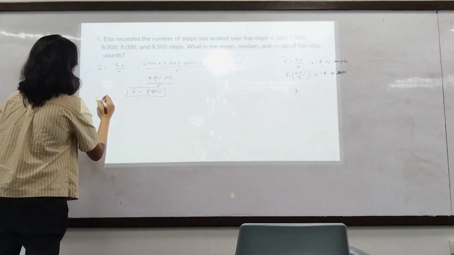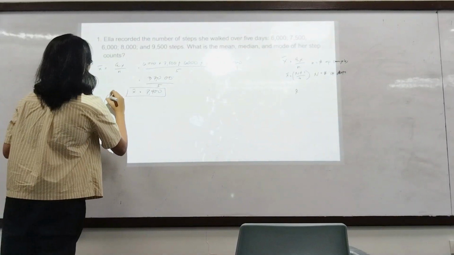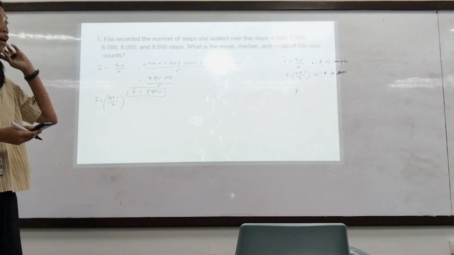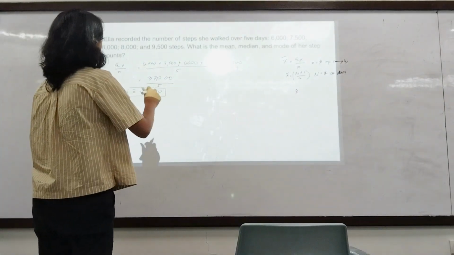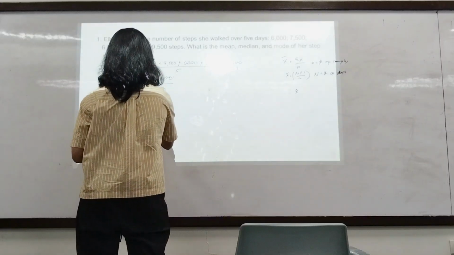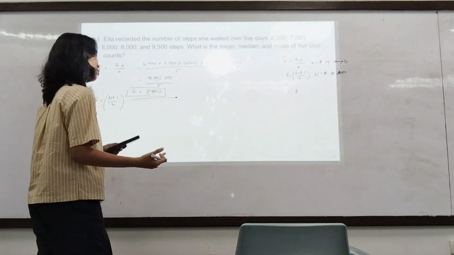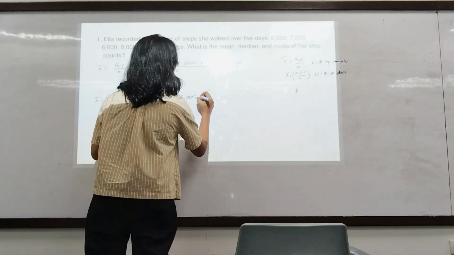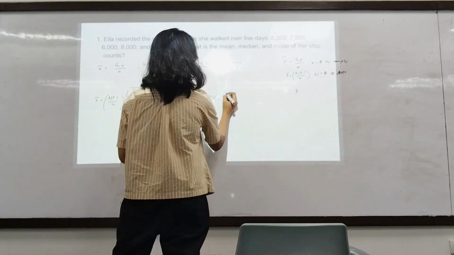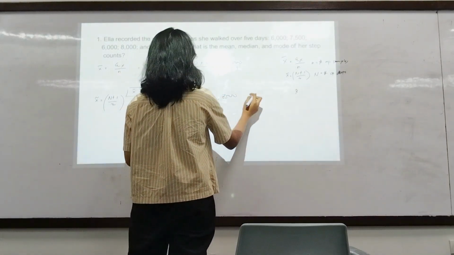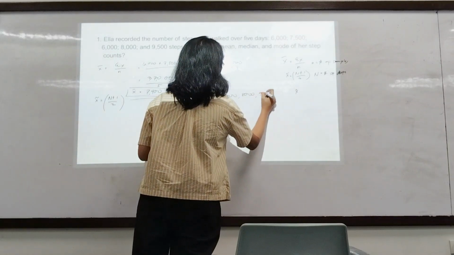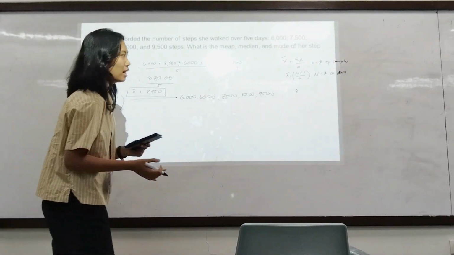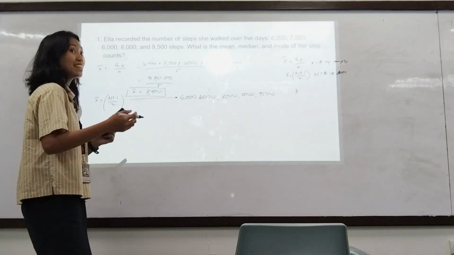Now the median. The formula for this is n plus 1 over 2. Like I said before, median is about arranging the data in ascending order. So we're going to arrange the given into ascending order, putting an arrow so that we won't get lost: 6,000, 6,000, 7,500, 8,000, then 9,500. Alright, so that's in ascending order. Then we count how many data there are.